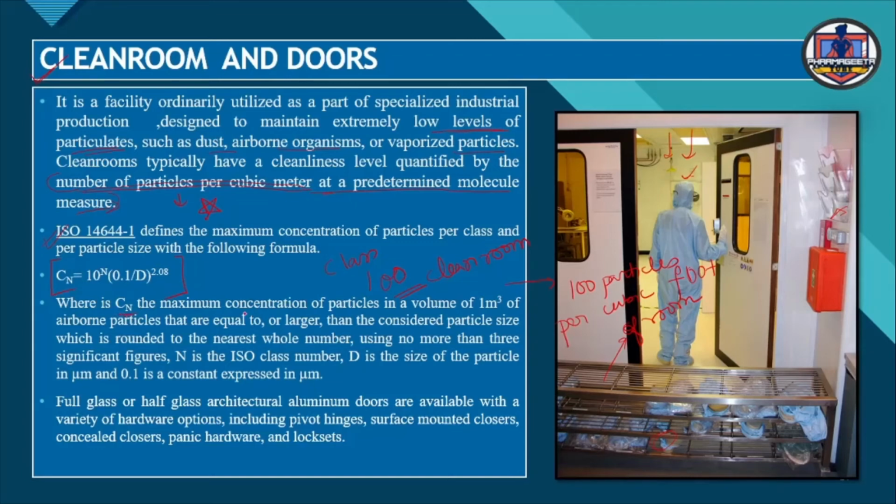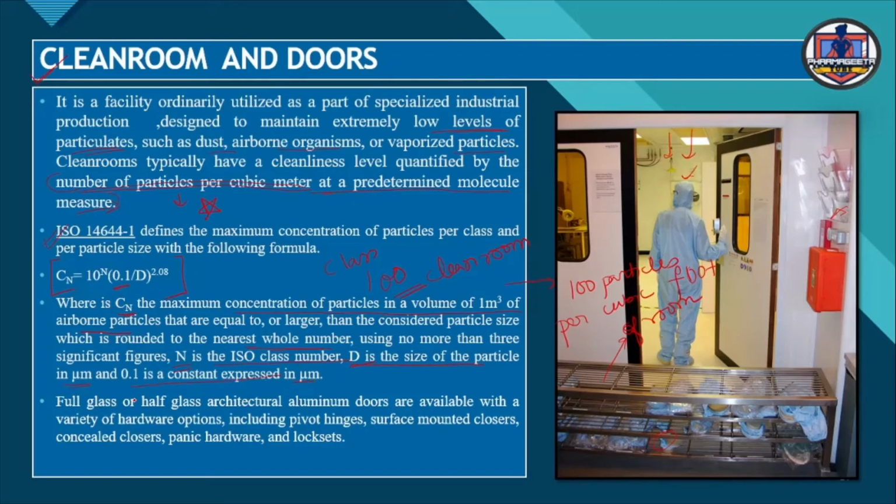Now what is Cn? The maximum concentration of particles in a volume of 1 meter cube of airborne particles equal to or larger than the considered particle size, which is rounded to the nearest whole number. Now we take the nearest whole number using no more than 3 significant figures. What is capital N? Capital N is the ISO class number which will be predefined. Capital D is the size of the particle, or you can say the diameter of the particle in micrometers, and 0.1 is the constant expressed in micrometers.